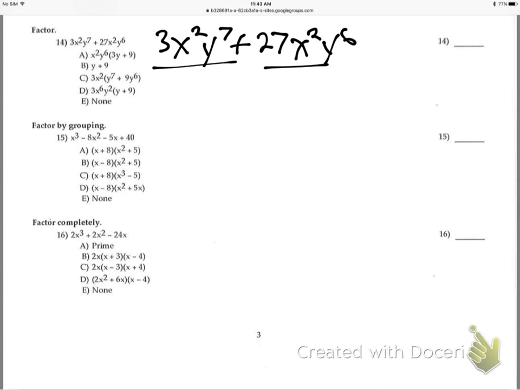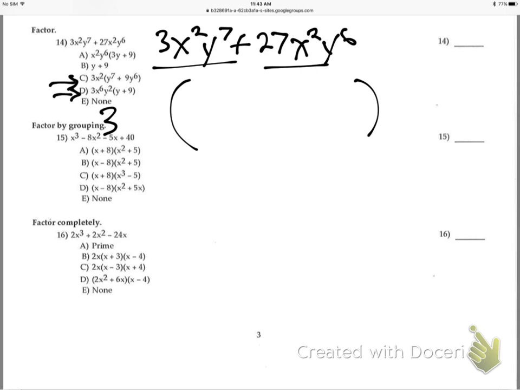So as you look at those two, you want to put something in the front of the parentheses. What do you think it's going to be? Look at what they're factoring in. Look at C and D there. They're taking out a 3, right? And that makes sense. 3 goes into 3 and 27. And then how do you know what powers on the X and the Y to take out?